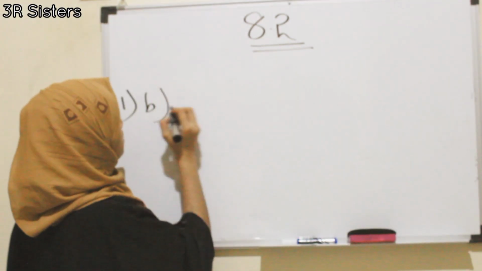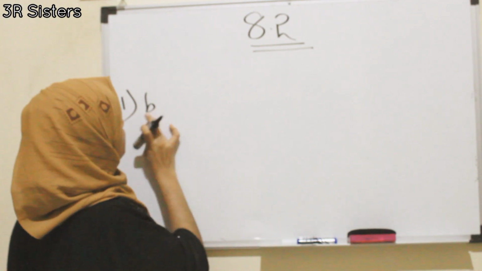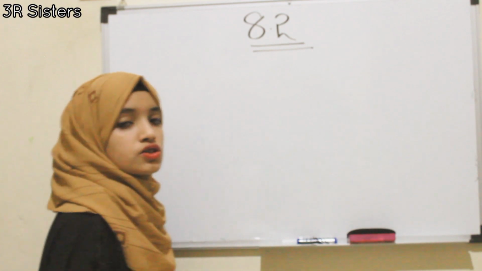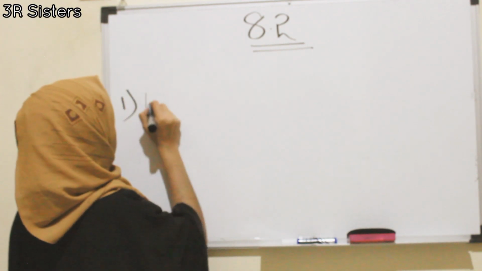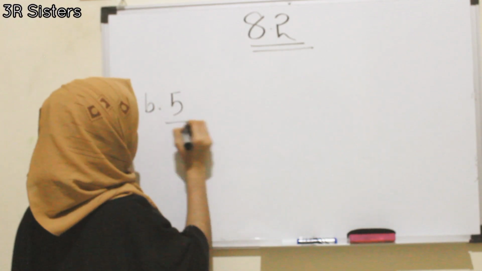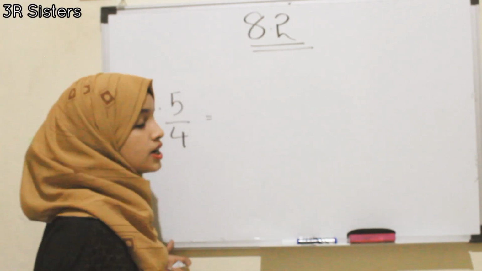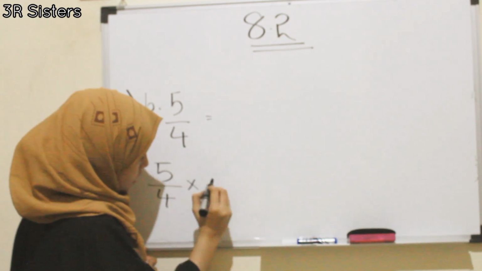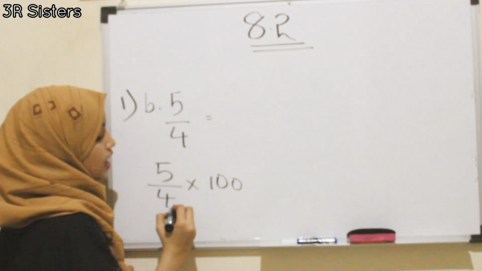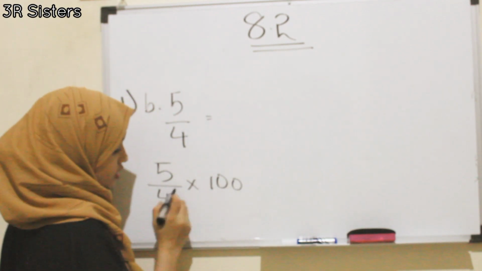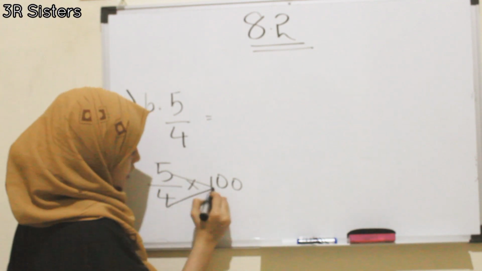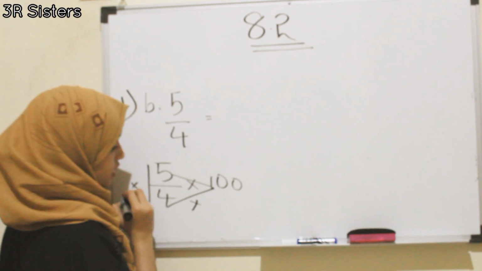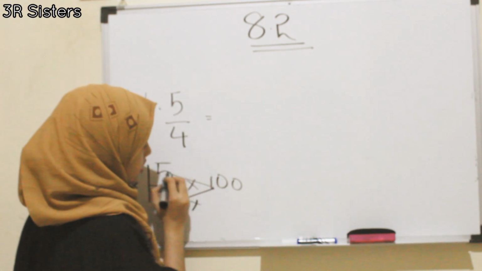Now we'll go to the next question. B question is 5 by 4. We have to convert it to percentage. How will we convert it? 5 by 4 into percentage or 100. We can't cut both down. Either we have to cut it like this or like this. So we'll cut it like this.